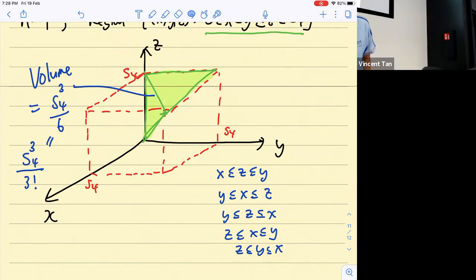Yes, so S1 refers to X, Y refers to S2, and Z can only be bounded by S3. Okay? Z is less than or equal to S3.